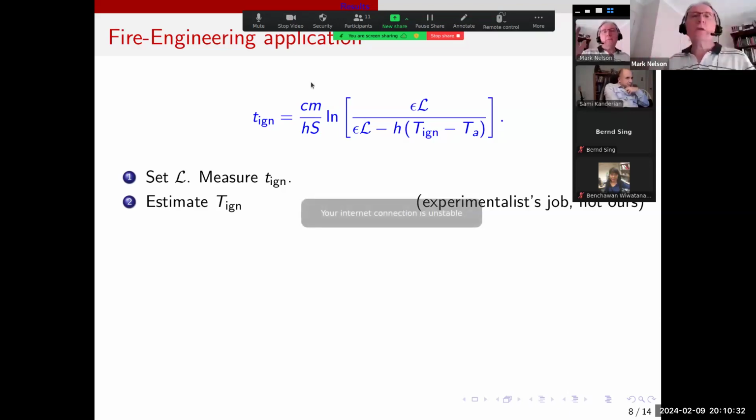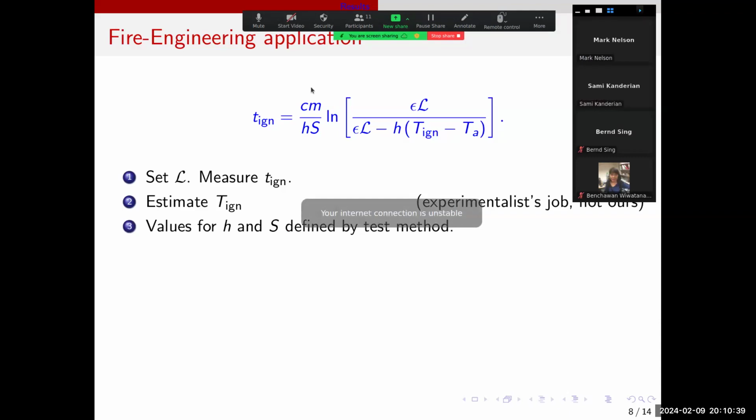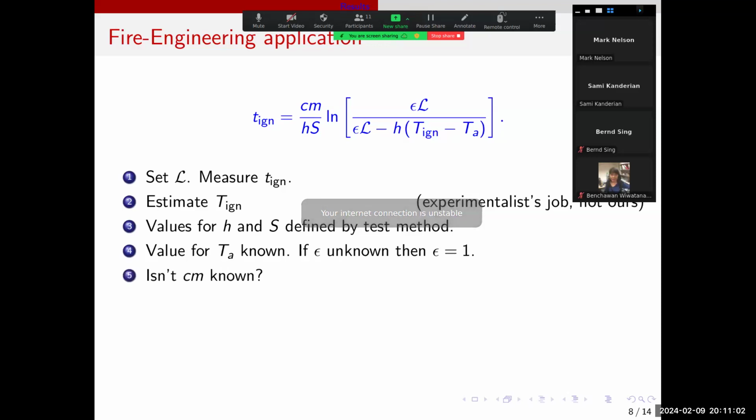The experimentalist is going to tell me the ignition temperature. H is the convective heat transfer coefficient. That's well defined for any given experimental configuration. S, you can't see now because I've turned my video off, is the surface area that I'm irradiating. That's well defined. I know the ambient temperature. Epsilon is the absorptivity or the emissivity of the material. And if I don't know what it is, it's usually assumed to be equal to 1. So in this equation, I know everything apart from the heat capacity times the mass.